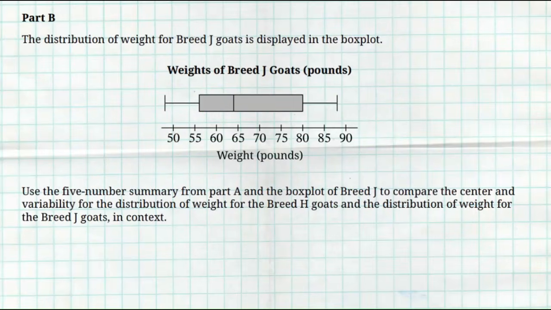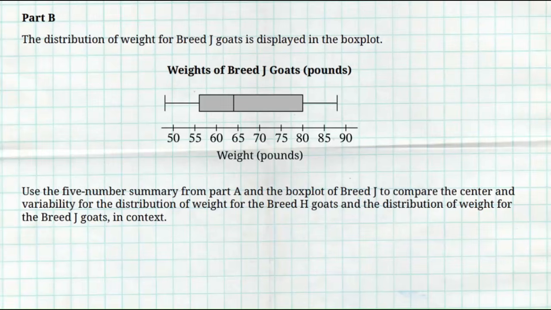Now, part B introduces us to breed J goats. The distribution of the weights for breed J goats is displayed in a box plot. Use the 5-number summary from part A and the box plot for breed J to compare the center and variability of the distributions. So they want us to compare just the center and the spread for goats H and goats J.